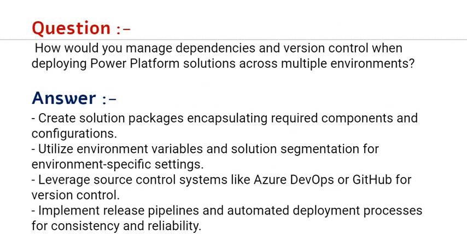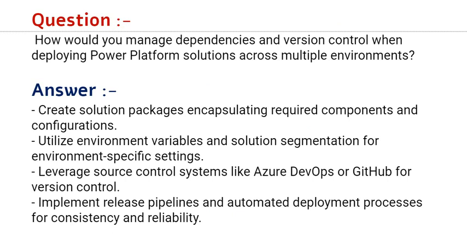The question is, how would you manage dependencies and version controls when deploying Power Platform solutions across multiple environments? Your answer should be, create solution packages encapsulating required components and configurations. Utilize environment variables and solution segmentation for environment-specific settings. Leverage source control systems like Azure DevOps or GitHub for version control. Implement release pipelines and automated deployment processes for consistency and reliability.